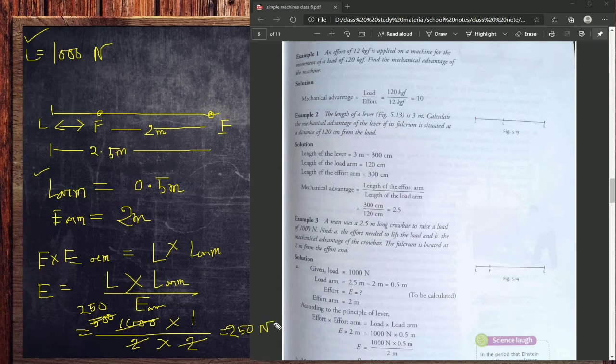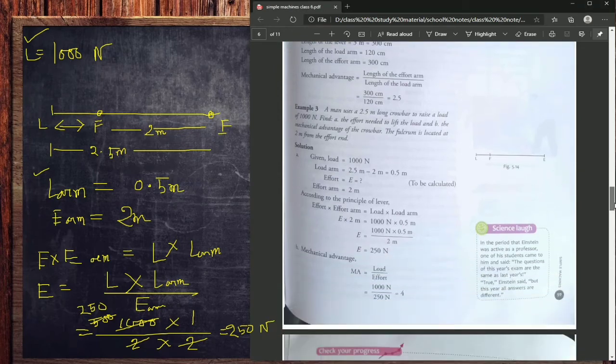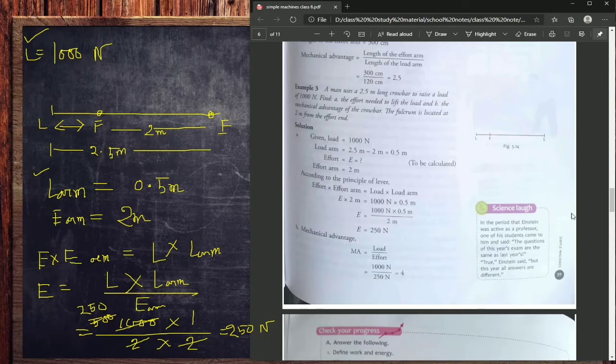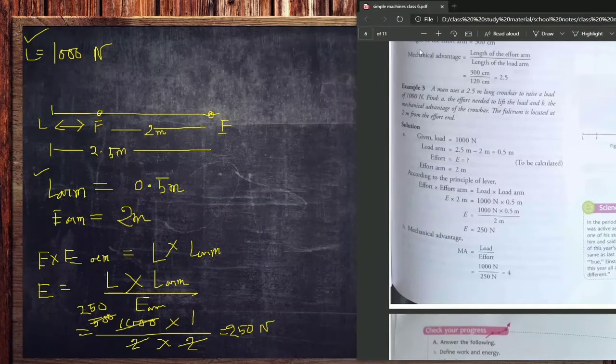Don't forget to give the unit. It is very important. So it will be 250 Newton as the effort. Okay. Now coming to mechanical advantage. Now how can we find the mechanical advantage? We know the formula, that is load by effort. That is all about mechanical advantage. You can also write capital M dot A. You don't have to write the total word.